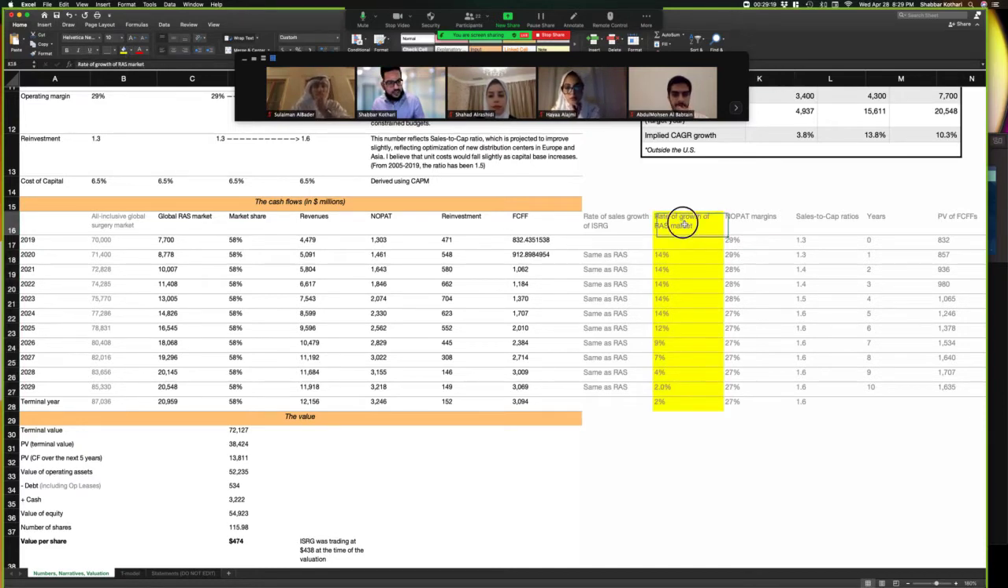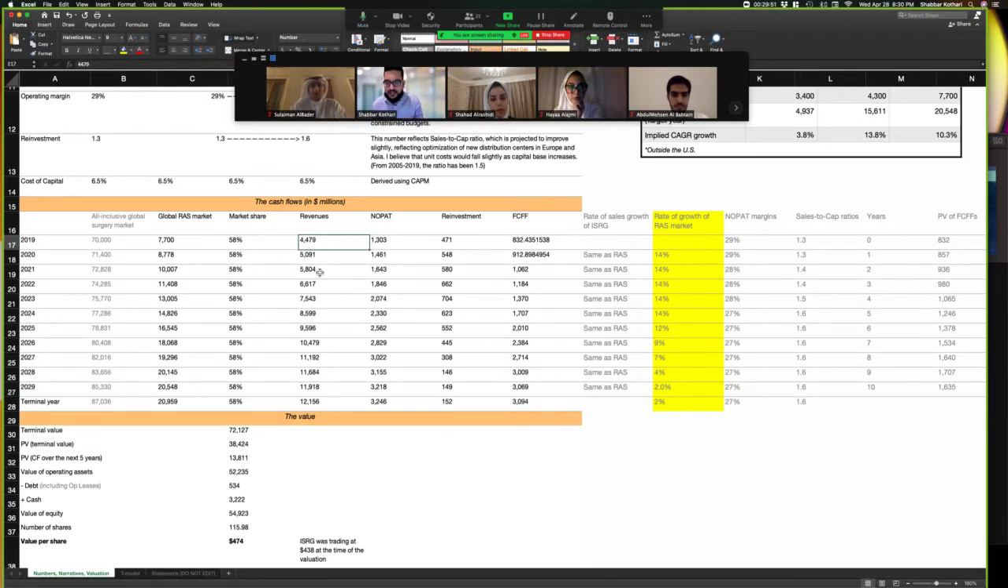And yellow means that these are input cells. This is a major assumption I made, and I've inputted here. Over here, it's just playing out as a result of that input. So, RAS market growing at this rate. That's our playing field. 7.7 billion turns into 20.5, which is about 3 times in 10 years. We assume a constant 58% market share all the way through our entire cap period, our entire DCF.